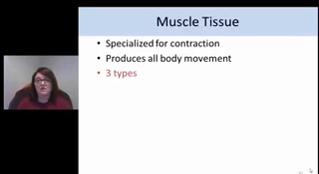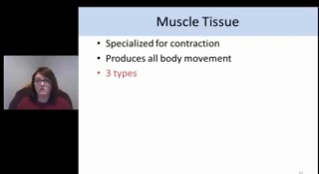Hello, in this video I'm going to talk about muscle tissue in the human body. So muscle tissue is obviously specialized for contraction. And the muscle tissue in your body is going to be responsible for all the movements of your body. And this includes not only moving your body around, but also doing things like moving your blood and moving food through your intestines.